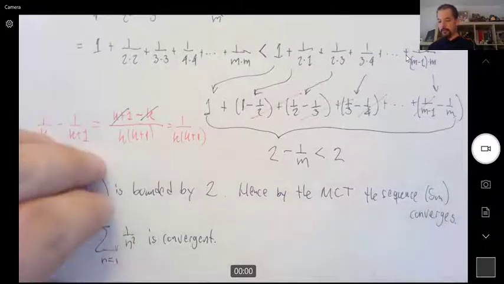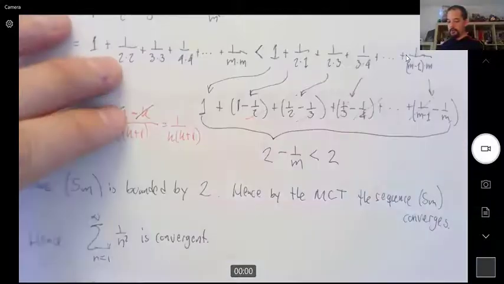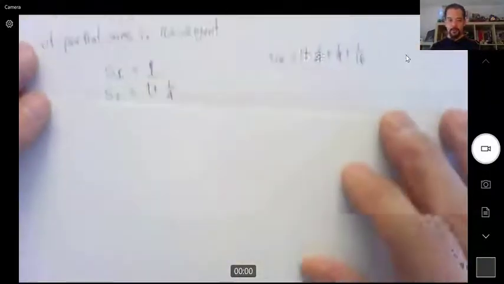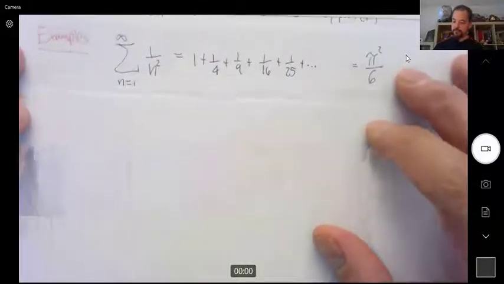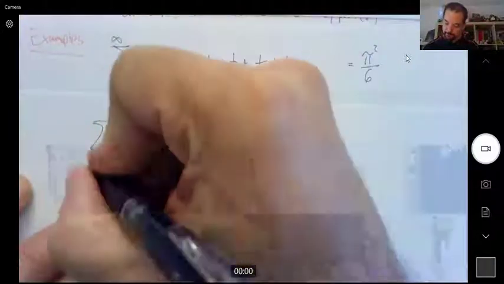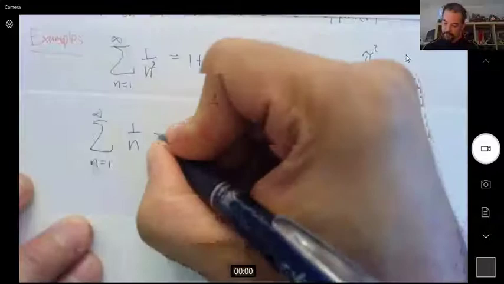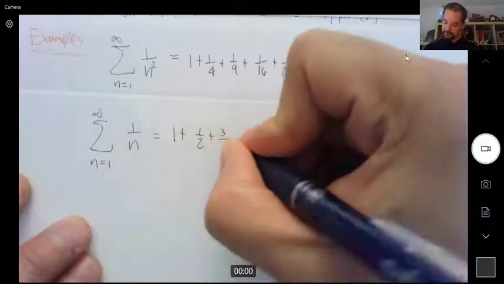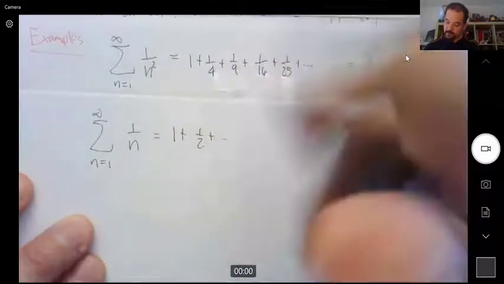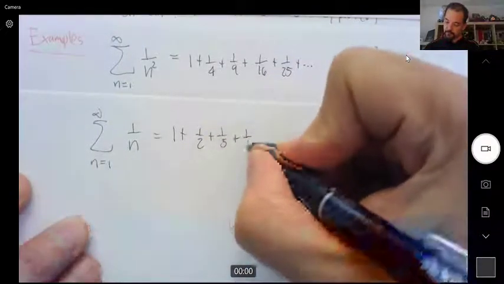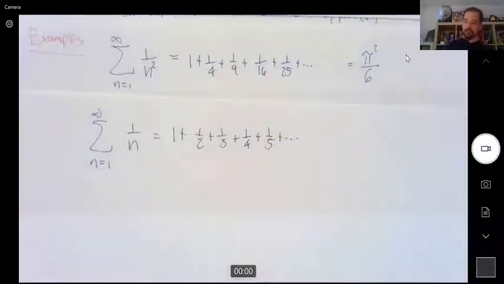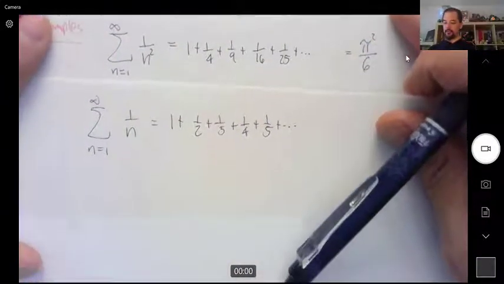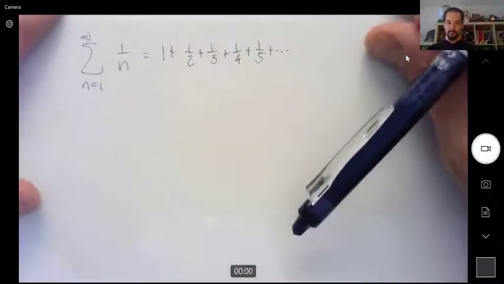Okay, let's do another example. What if we wanted to repeat this argument with the sequence, not this one that we just did, but now let's try 1/n. Same thing, right? 1/2, 1/3, 1/4, 1/5, etc. Could we repeat the same argument with this one and show that it is convergent as well? What do you think?